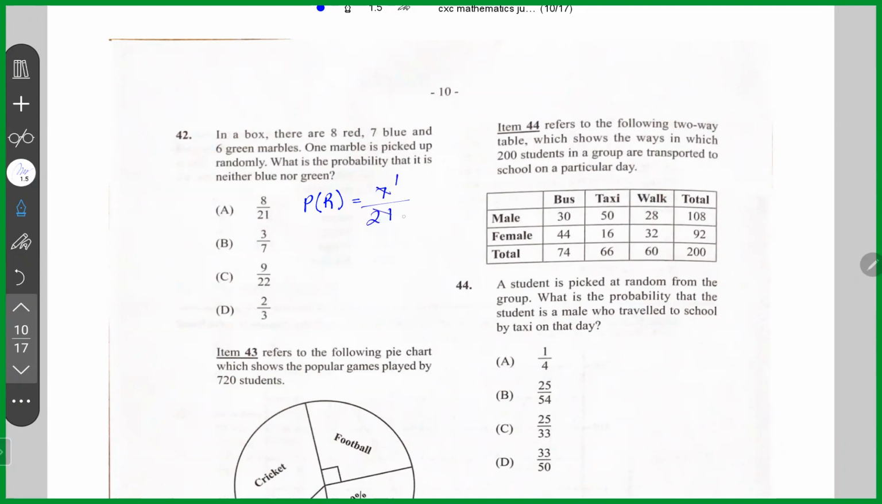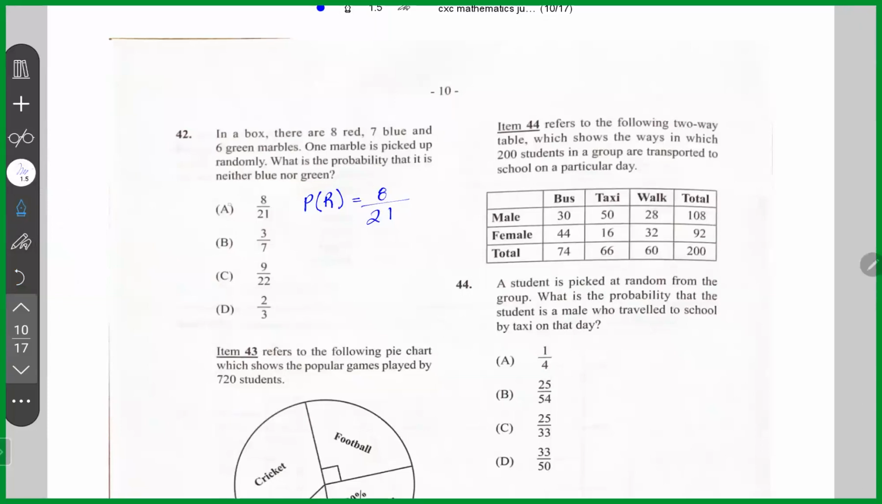1/3, that it is neither blue nor green. Oh, okay, I made an error. It should have been 8. 8 out of 21. Is that there? Aha, it is. Red is actually 8. I had 7, but it was 8. All right, so the answer here is A.